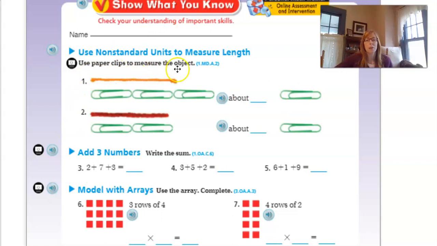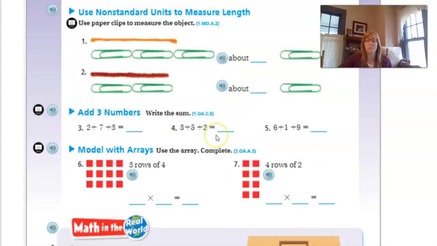So use paper clips to measure an object. So we're just going to look at number 1, and we can see here we have a piece of string, and we can see that it is 2 paper clips long. So that's a non-standard, because we don't know if they're using the big paper clips, the small paper clips, or those tiny little cute baby clips. Okay, so we can see it's about 2 paper clips, and we can see right here that it's about 2 paper clips. Oh, I'm sorry. Yeah, use the paper clips to measure the object. So this piece of string, both of those are about 2 paper clips.